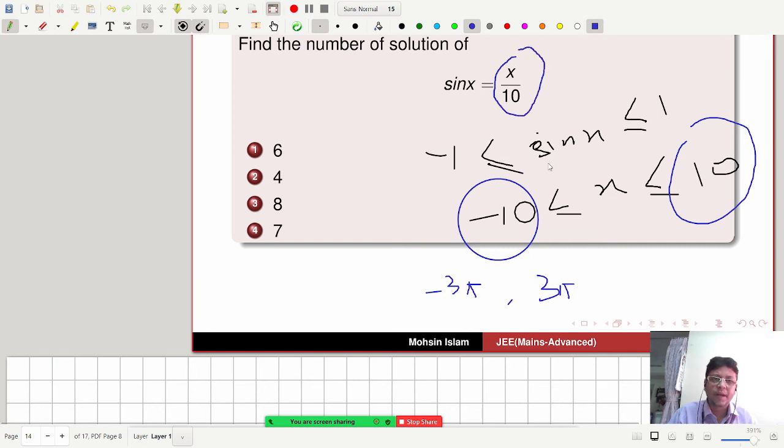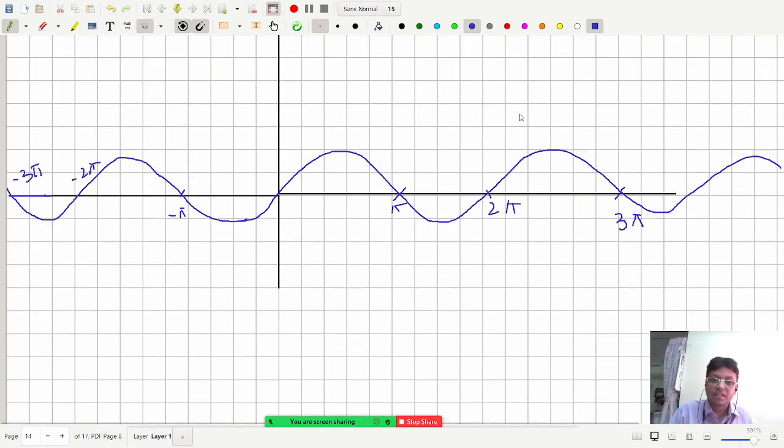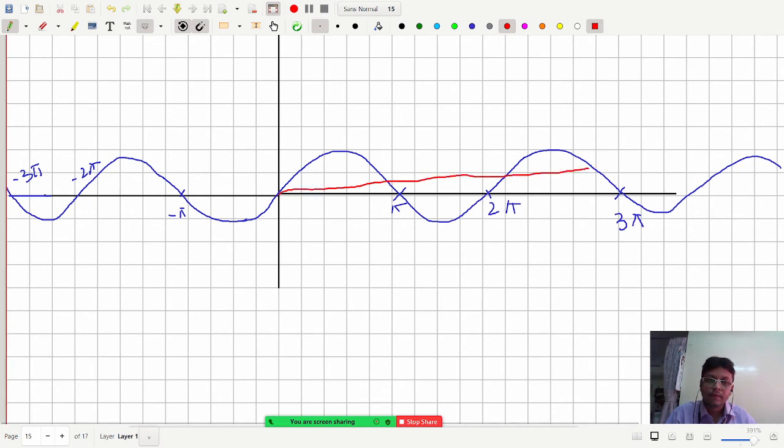You have to draw x by 10. Look at that. The angle will be very low, because y equal to x is this line. It's a tilt of pi by 4. But you have x by 10. You are dividing x by 10. You have to draw that. So your line will be like this. Oh, sorry. Yeah, this is the line. That's the line y equal to x by 10.